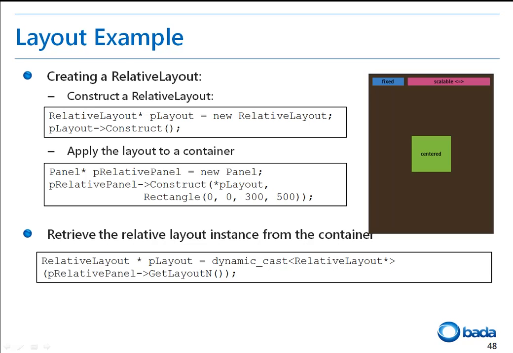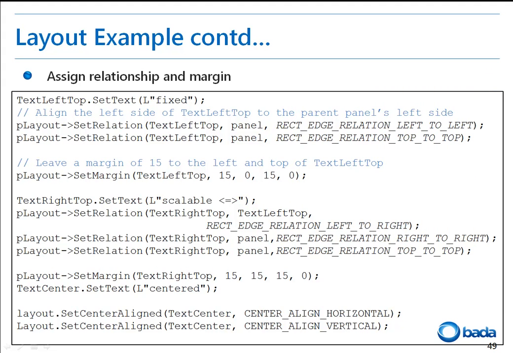Now, to use the relative layout features, we need an instance of the relative layout class. We can retrieve the instance from the container or use the same instance we created the container in the first place. To retrieve an instance of the layout applied to a container, use the getLayoutN method. The next step is to assign the relationships and specify the margin. The 3 labels used here are set with the fixed, scalable, and centered text. The creation part of these label controls is not shown here for the purpose of clarity.